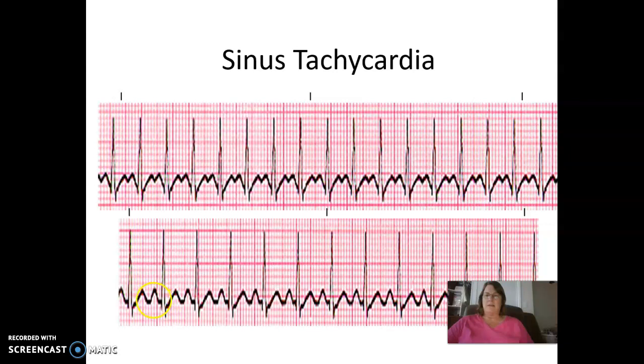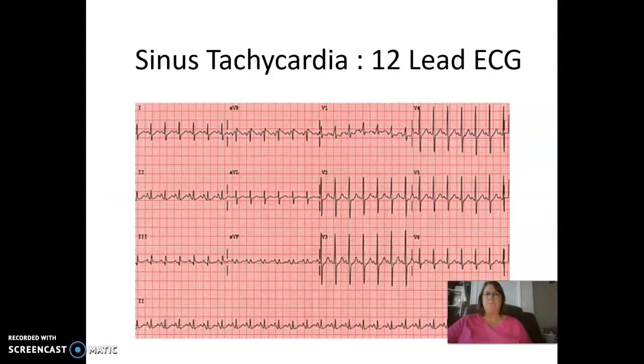My PR interval looks like it is 1, 2, 3, just a hair over 3 boxes, so it's about 0.14. QRS looks like it's a box and a half, so 0.06. And QT looks like it is 6, 7, just a hair over 7, so 0.30. So this one would be sinus tach at 110. And what I would expect to see with this patient at a sinus tach at 110 versus a sinus tach at 150, that's one of the reasons you always want to put the rate down. The faster the rates are, usually the more compromised our patient can become.